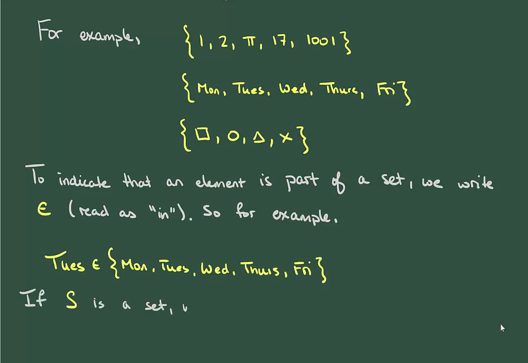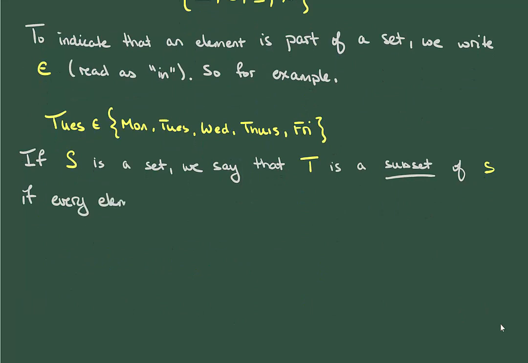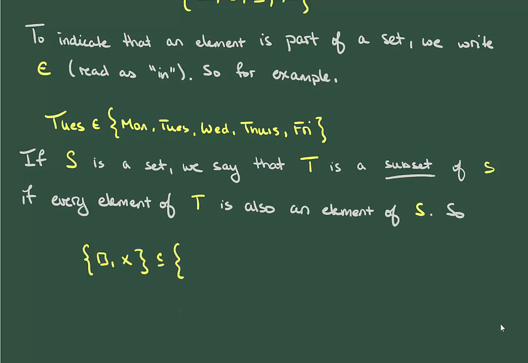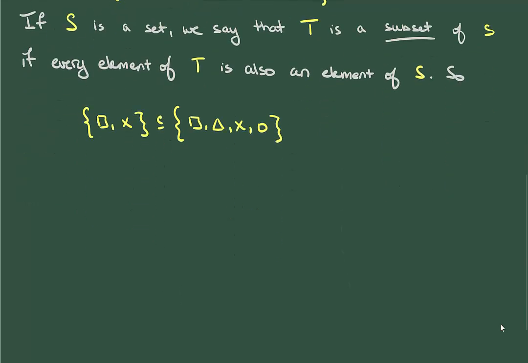Okay, another important idea that we'll need is the concept of a subset. We say that T is a subset of S if every element of T is also an element of S. Looking at our collection of shapes, square and X are a subset because every element on the left also shows up in the set on the right.